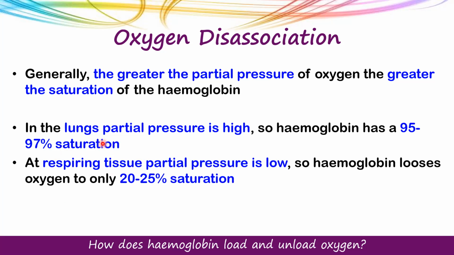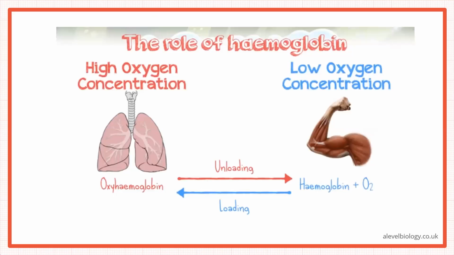But in a respiring tissue where metabolic activities are going on, the partial pressure is low, because the oxygen is utilized there by the cell for metabolic activities, and carbon dioxide is being produced. So in this case, hemoglobin loses oxygen, down to only 20 to 25% saturation. The saturation comes down from 95 to 97 percent to 20 to 25 percent. Now remember, it is not that all of the oxygen will be dissociated. It doesn't happen that 100% comes in and all of it is removed. It doesn't happen like that. But as per the concentration gradient and how much is required, hemoglobin would lose the oxygen and can have around 20 to 25% saturation, right?